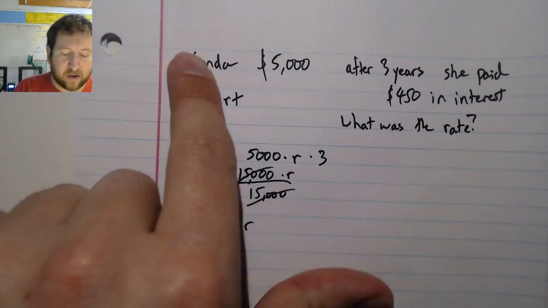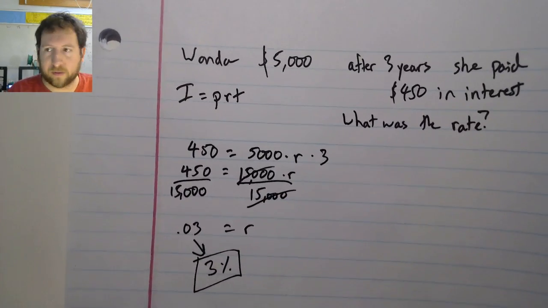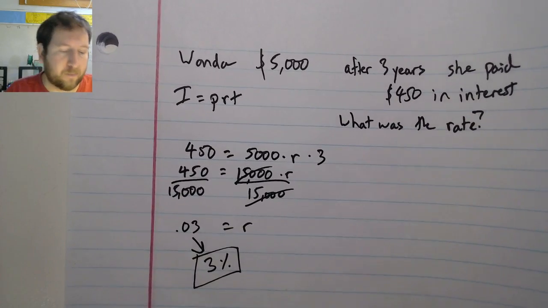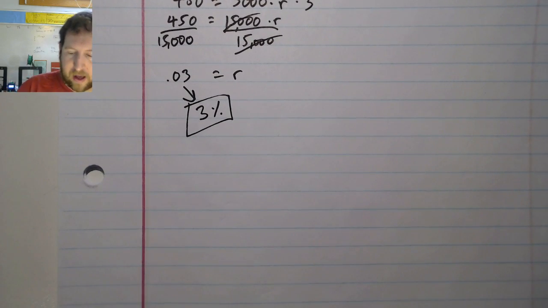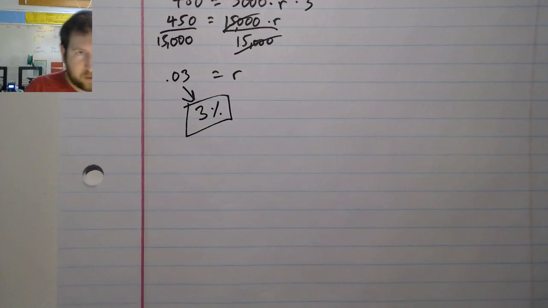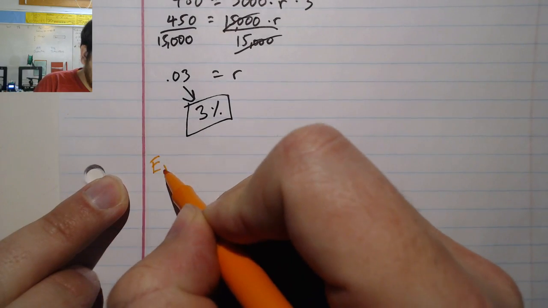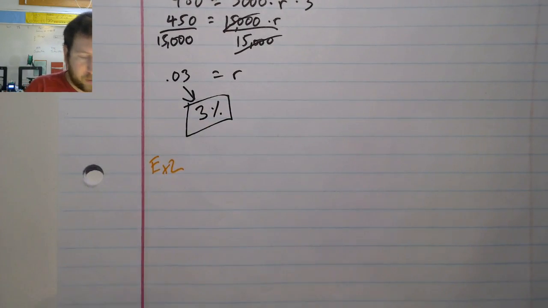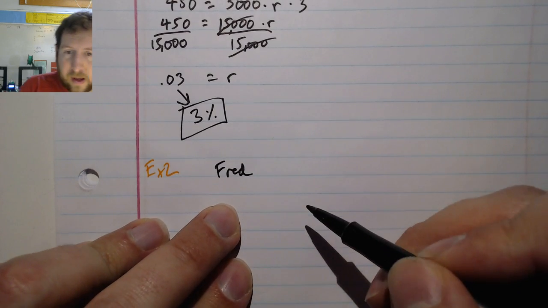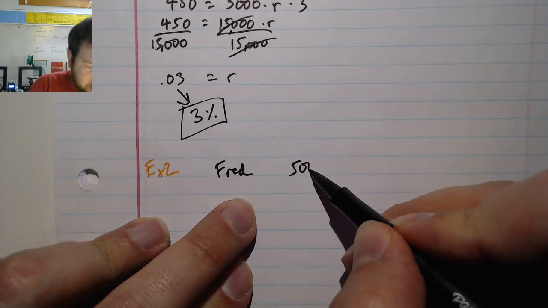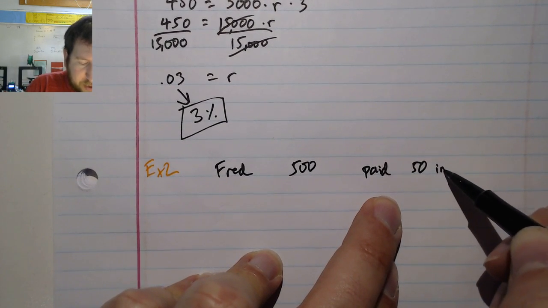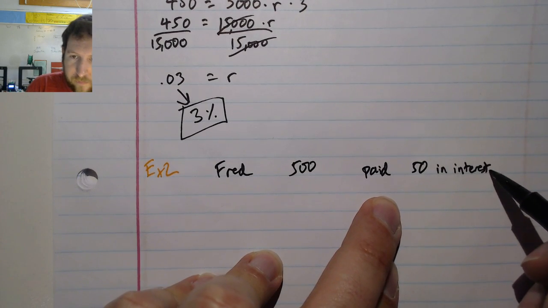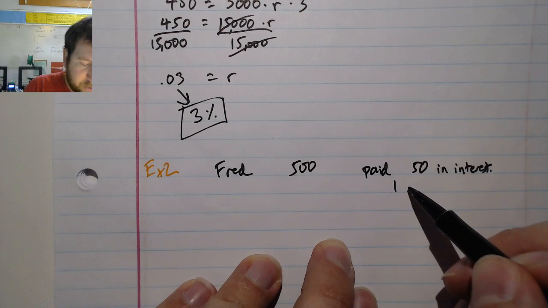Okay, if you feel like you understood how I did this, go ahead and go on to do the homework. I'm going to do probably one or two more if you'd like to see how I do it again. Okay, this time we're going to look at Fred. And Fred's going to do some money borrowing as well. He borrowed $500. He paid $50 in interest. And he paid it after 1 year.